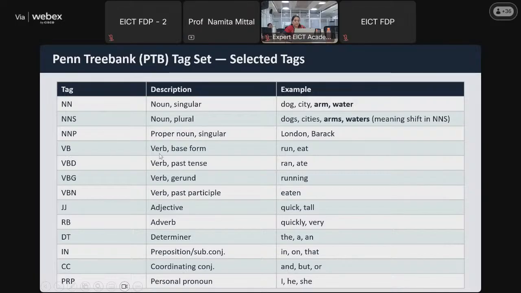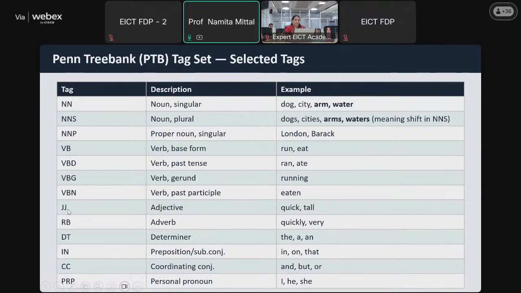Verb, VB is a verb base form, that is run, eat, play, sing. These are the base forms. Verb with past tense: run became ran, eat became ate, play became played, sing became sang. Then verb gerund: it is a verb but with ing used along with it. So run is running, eat is eating, play is playing, sing is singing. Verb past participle: eat becomes eaten, run becomes run, play becomes played.